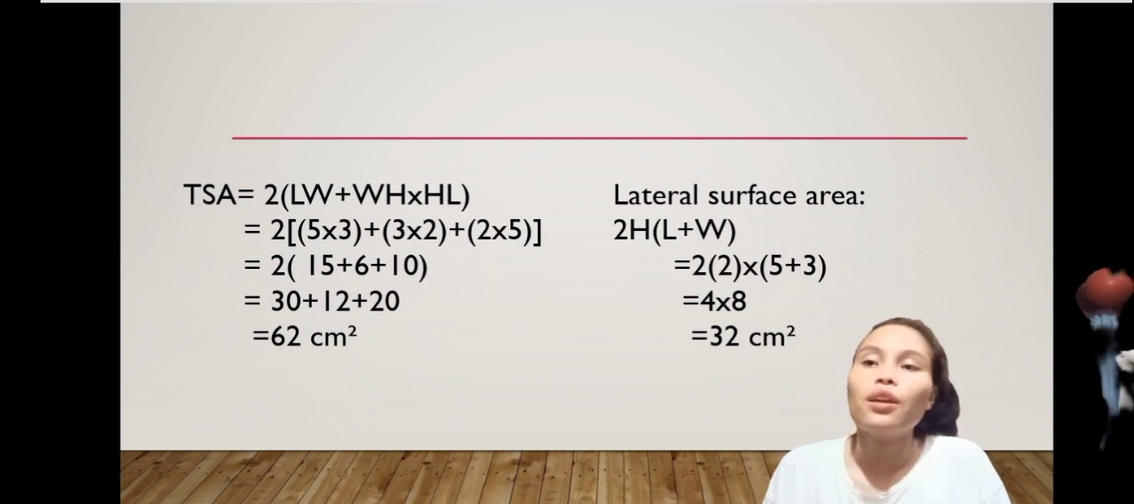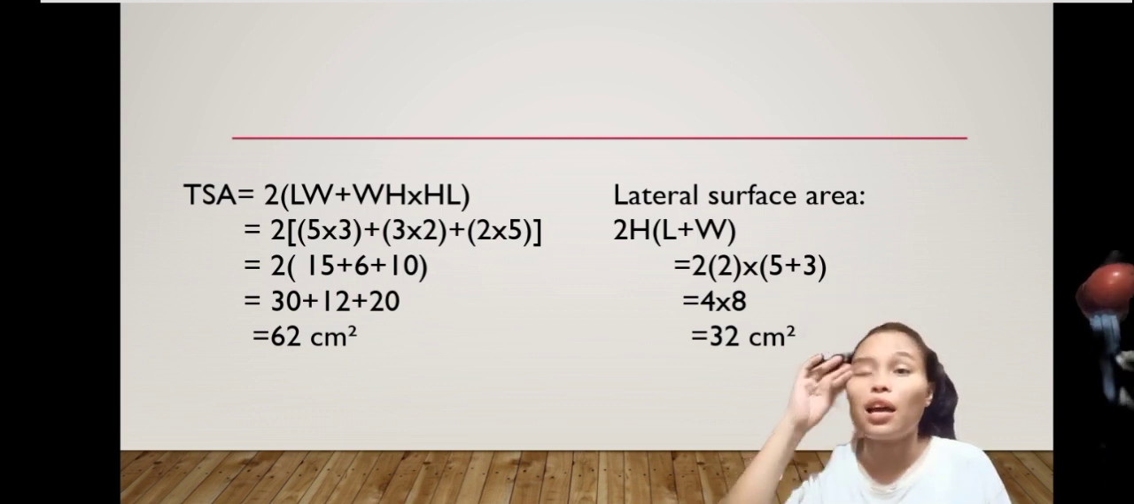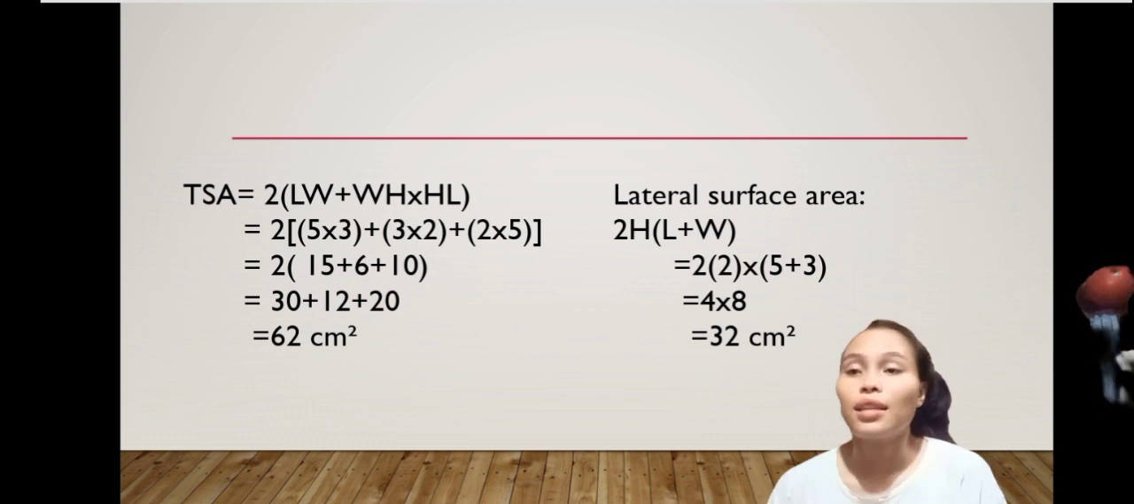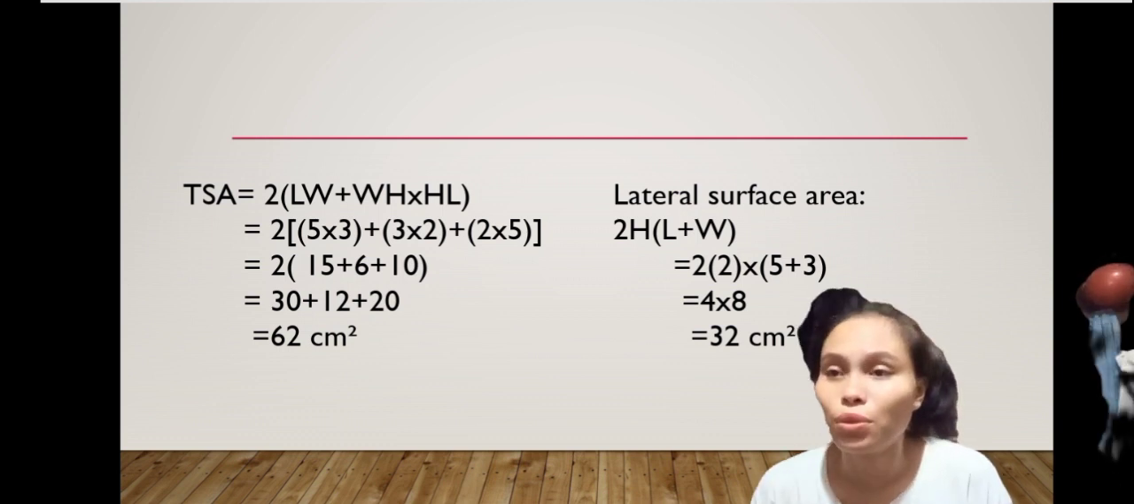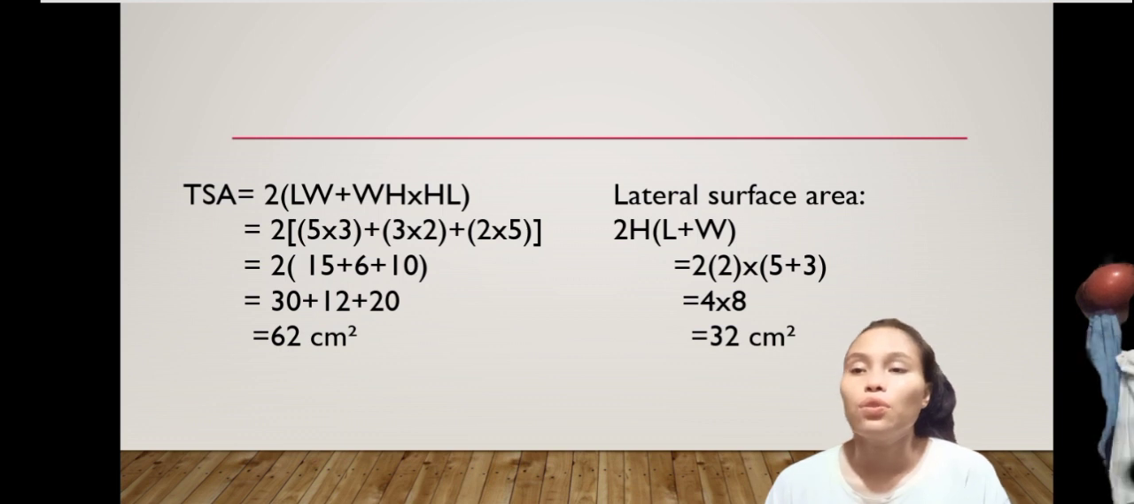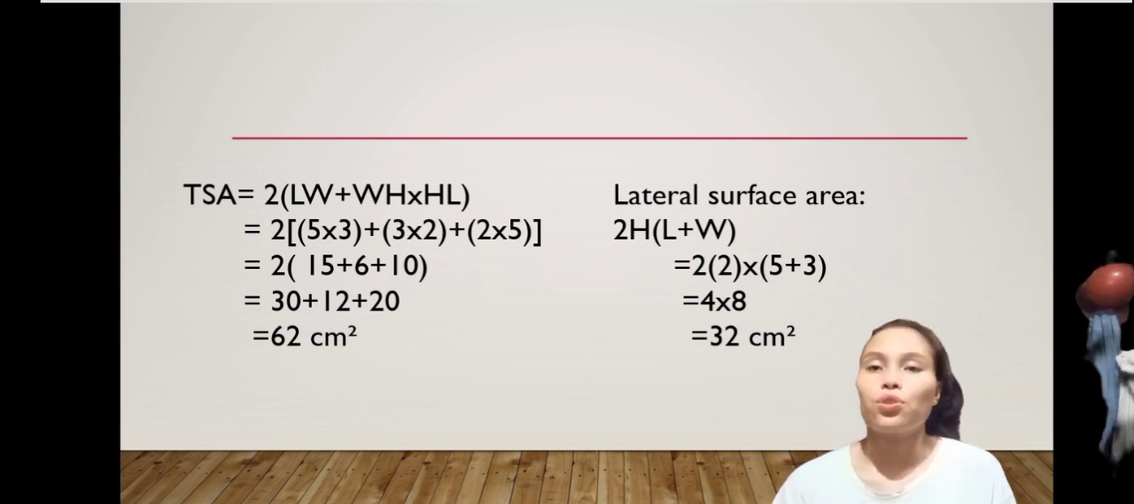For lateral surface area, we just have this formula: 2 times height times (L plus W). Our value of length is 5, the value of width is 3, and the value of height is 2. So 2 times 2 equals 4. Then let's add 5 plus 3 equals 8. Then multiply it all, and it will be 32 square centimeters.